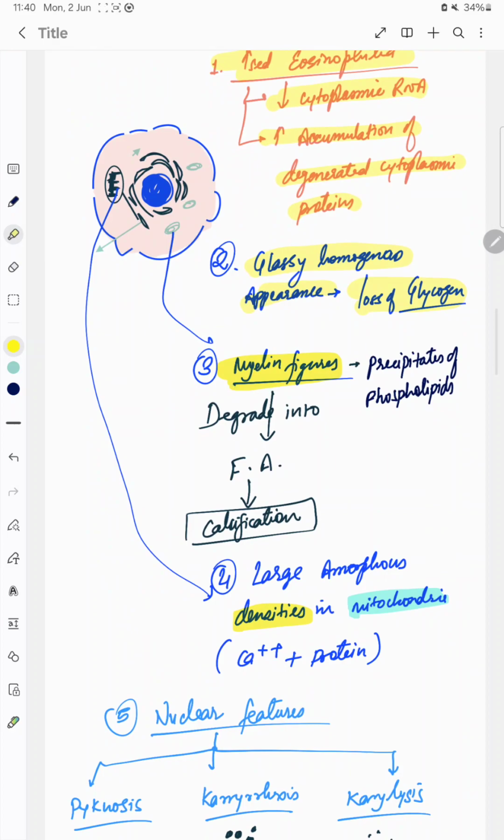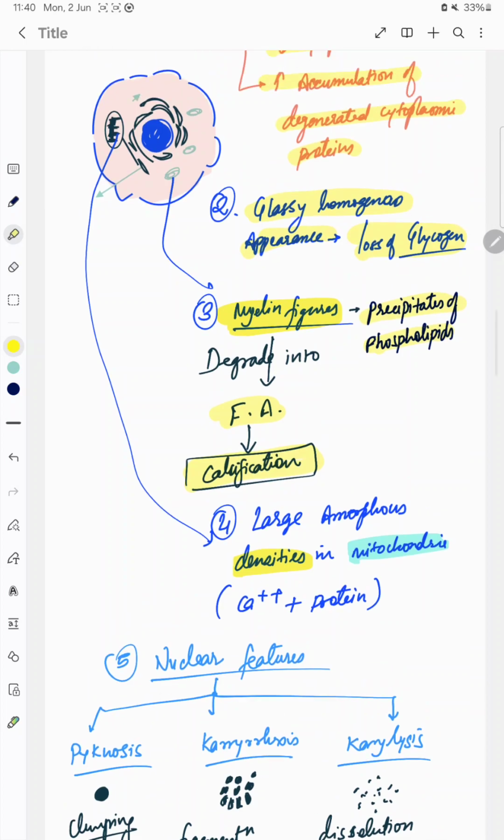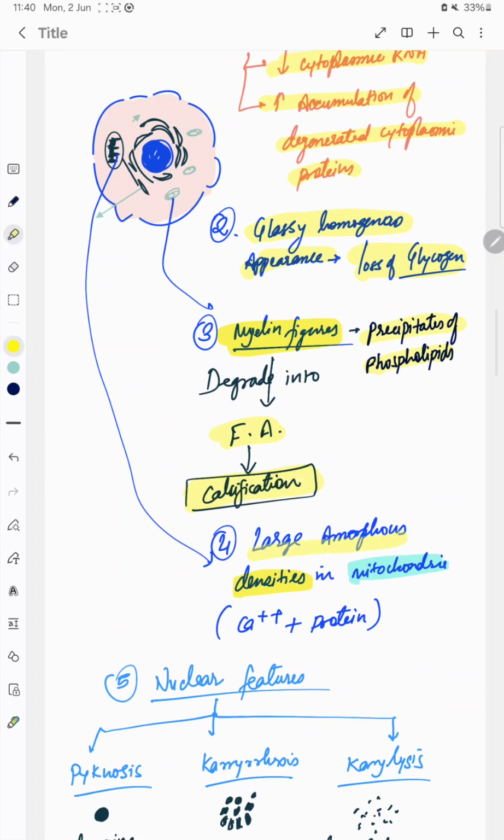Third, there are myelin figures. They are the precipitates of phospholipid. They degrade into fatty acid and ultimately result in calcification. The fourth morphological finding is large amorphous densities in the mitochondria. They are basically calcium deposited along with the denatured protein.